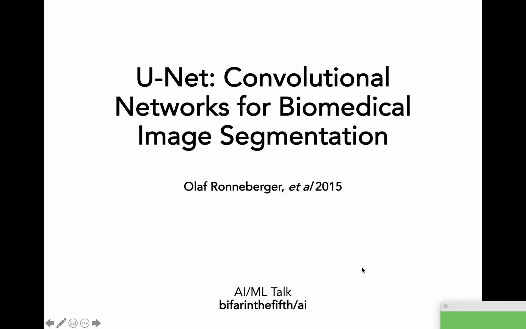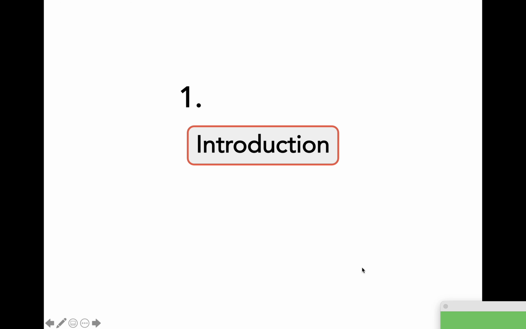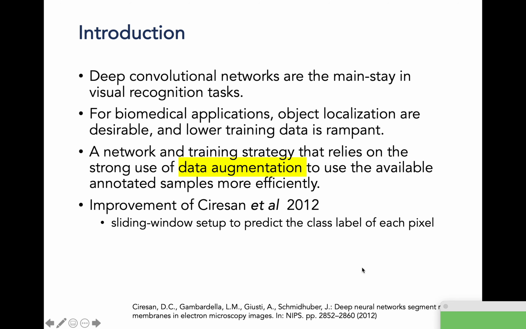Okay, so today I'm going to be talking about the U-Net convolutional network for biomedical image segmentation paper. This was published back in 2015, and it should be really understood in that historical context. So let's start with the introduction.